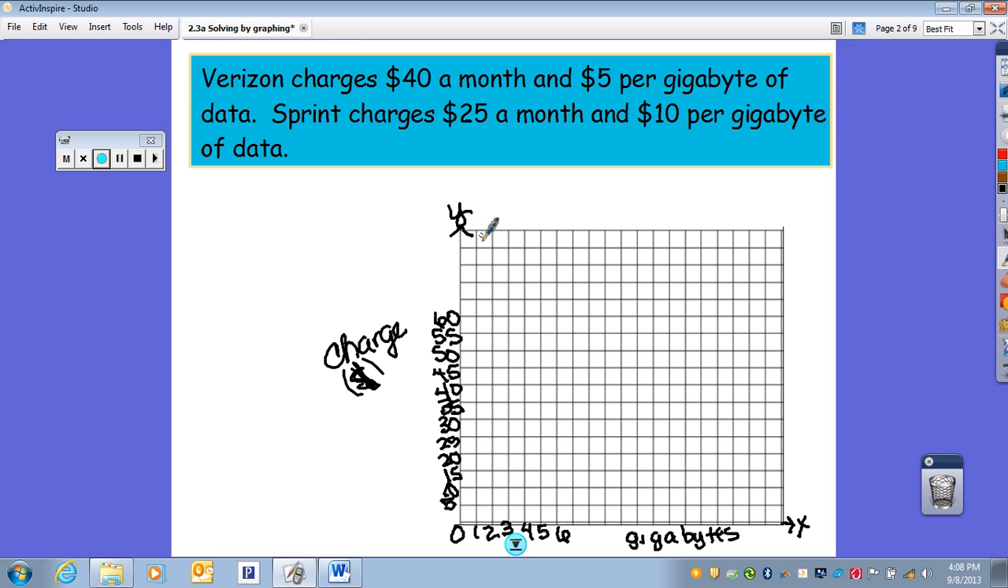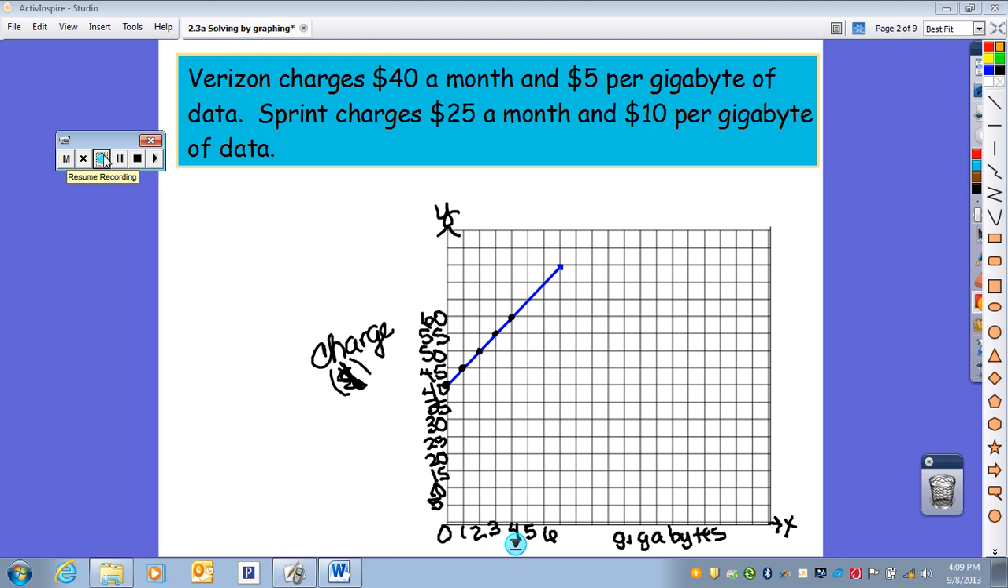If we start with Verizon, they begin with a charge of $40 a month. Since that's our beginning charge, that's our y-intercept. And then they charge $5 for each gigabyte. So for 1 gigabyte, our total charge would be $45, 2 gigabytes 50, 3 55, 4 60, and so on. We'll draw a line to connect those points together.